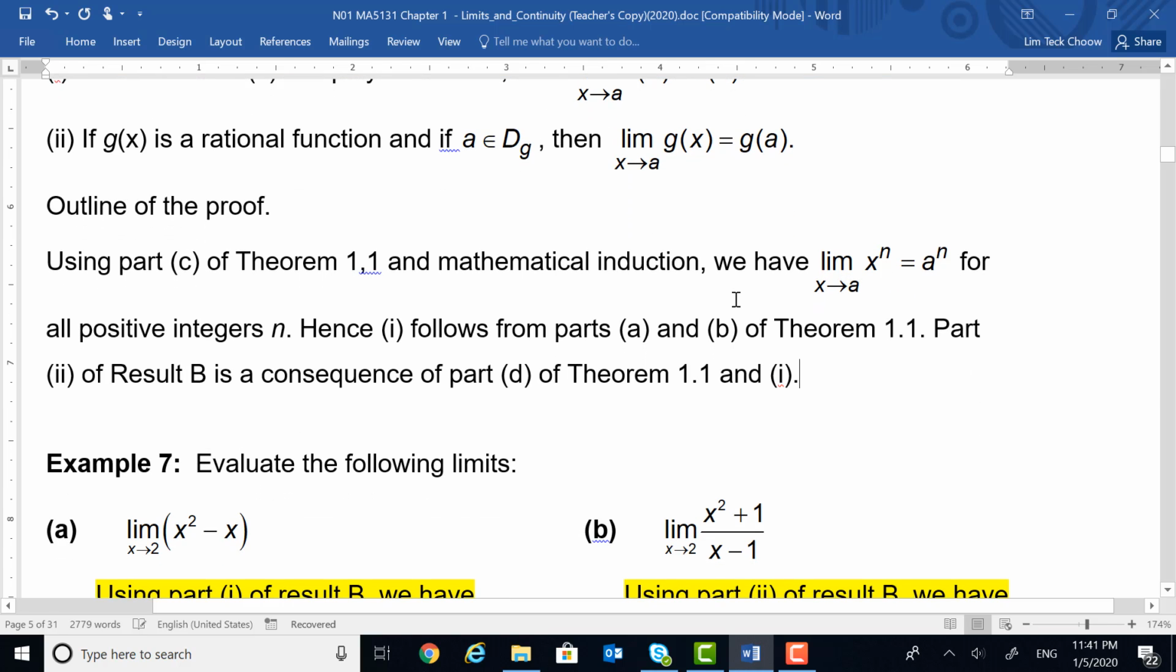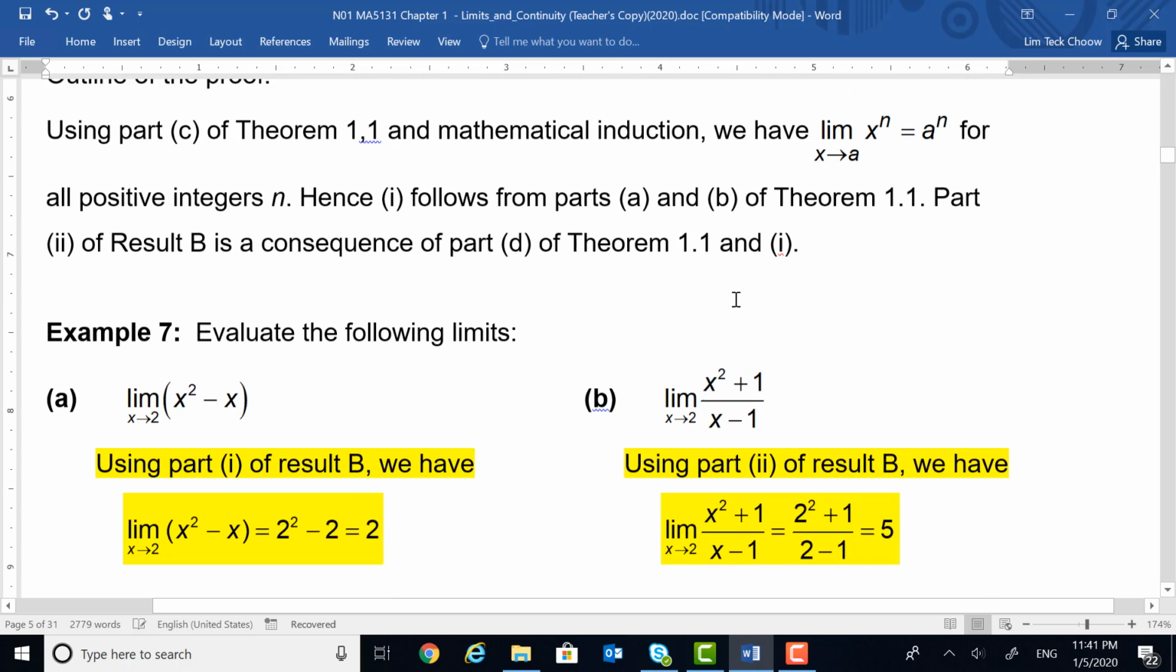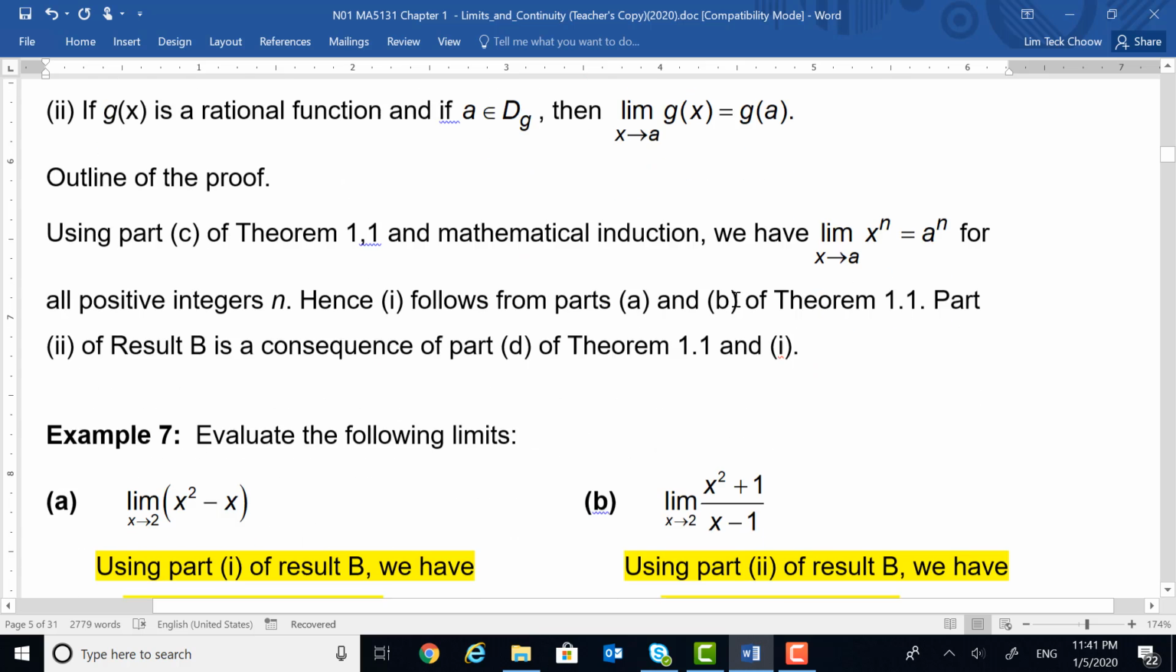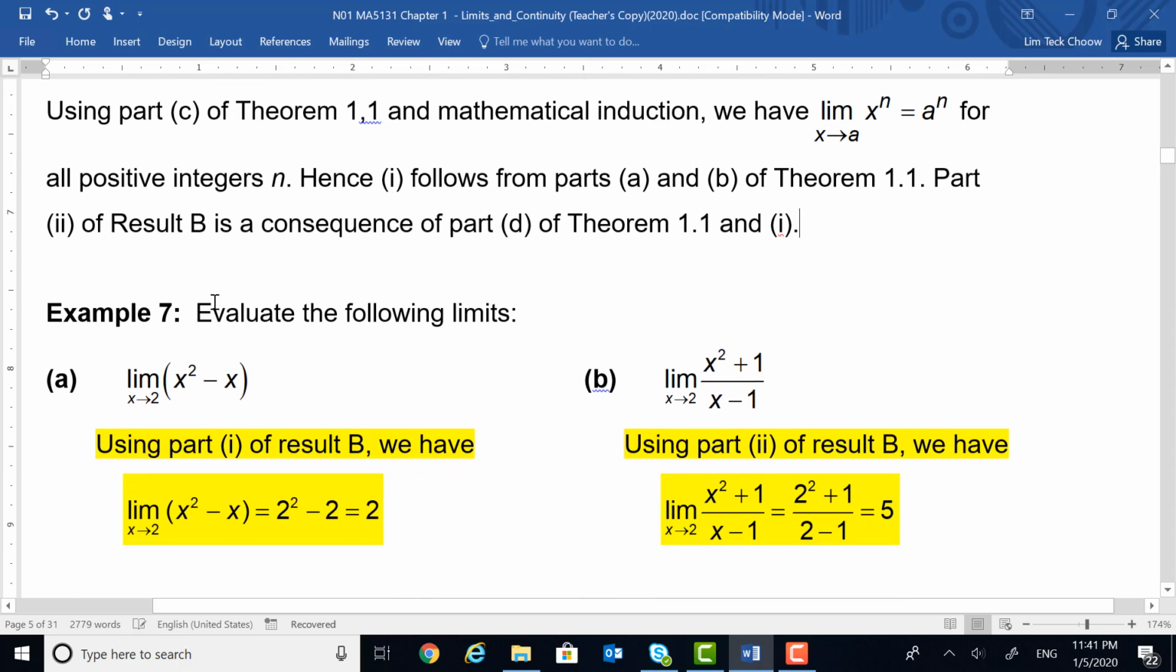Let's look at example 7. Okay, in example 7, it is actually the case of using what you have in part 1 and part 2 of result B. Now, in example 7, this is a polynomial, right? As a polynomial, like what we say in the earlier result B part 1, if this is a polynomial, evaluating this limit can be found by just putting x as 2 into this, and resulting in just 2 squared minus 2, or equals 2.